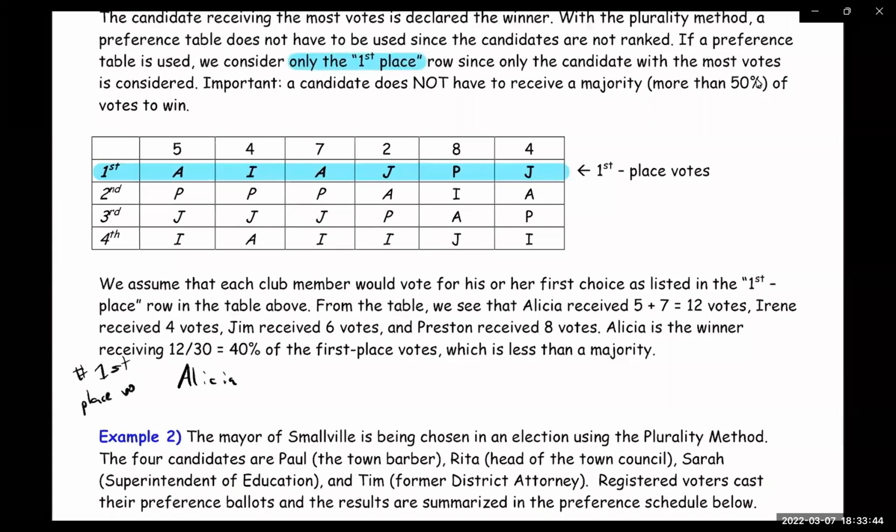5 plus 7. Yeah, it looks like she got 5 and 7. You're right. So 5 plus 7, which is 12.